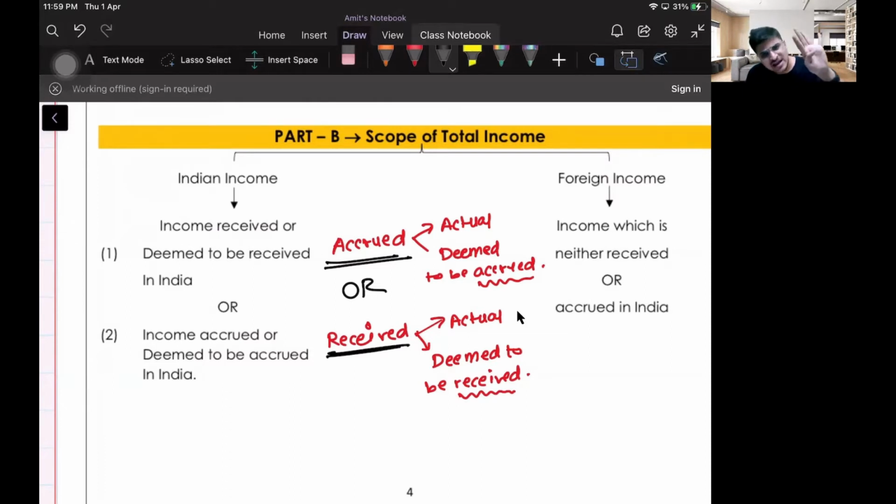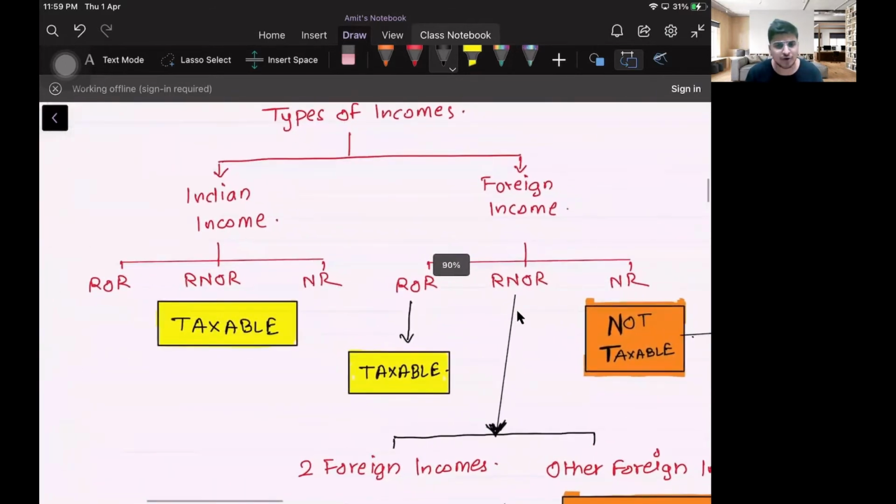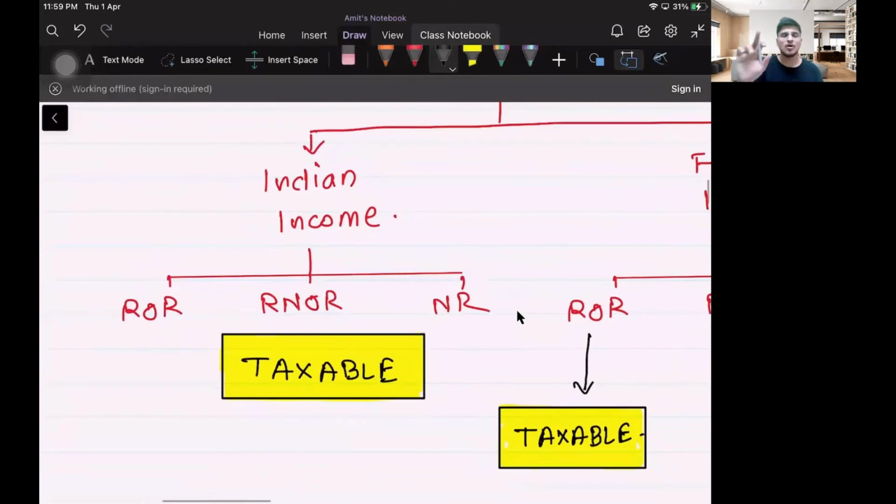If you are falling under any of the four categories, that income will be called an Indian income. But if you are not falling under accrued in India, deemed to be accrued in India, or received in India, or deemed to be received in India, then that income will be considered as foreign income. तो सर व्हाट इज द कॉन्सिक्वेंस ऑफ दिस इंडियन इनकम फॉरेन इनकम? तो उन्होंने बोला है, टू टाइप्स ऑफ इनकम्स, इंडियन इनकम फॉरेन इनकम. नाउ इंडियन इनकम अगर आपका होगा मतलब क्या, अक्रूड इन इंडिया, डीम्ड टू बी अक्रूड इन इंडिया, रिसीव्ड इन इंडिया और डीम्ड टू बी रिसीव्ड इन इंडिया.